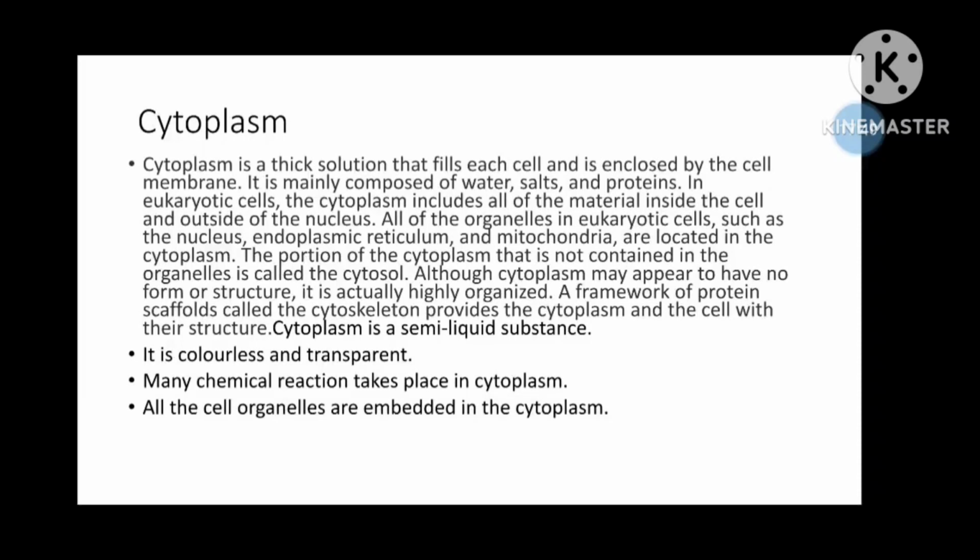Cytoplasm is a semi-liquid substance. Means cytoplasm is the area between the plasma membrane and nucleus. Whatever the fluid a cell has in between the plasma membrane and nucleus, that is called cytoplasm. The cytoplasm contains all the cell organelles, like your mitochondria, like your lysosome, like your endoplasmic reticulum, like your Golgi body. These all cell organelles are present in your cytoplasm.